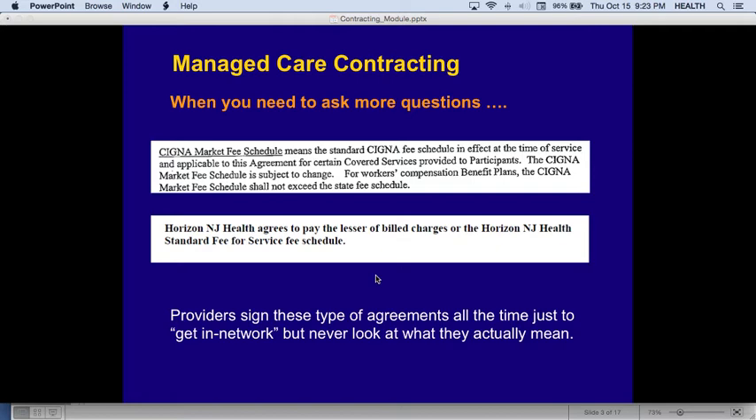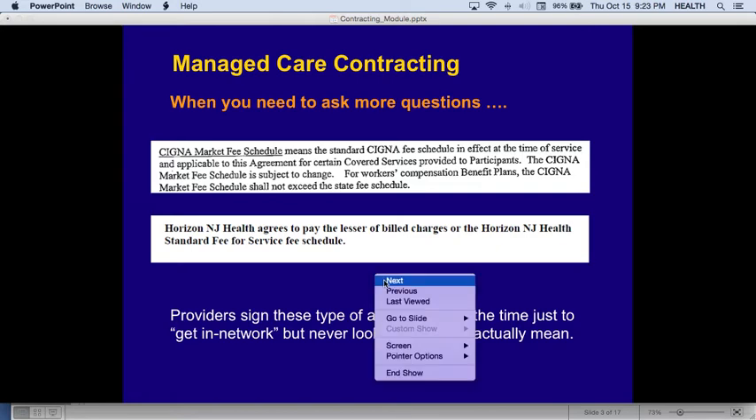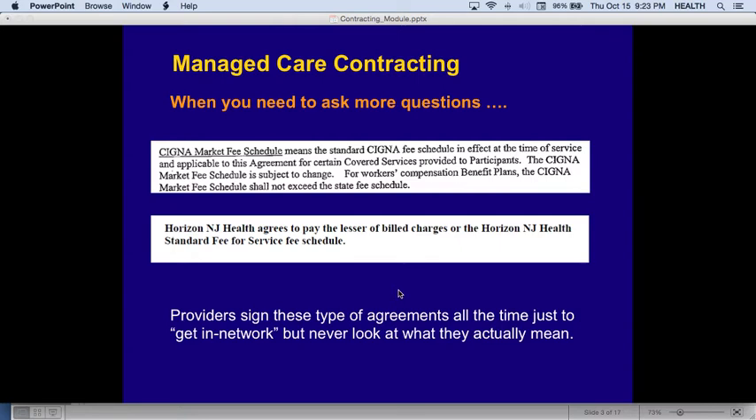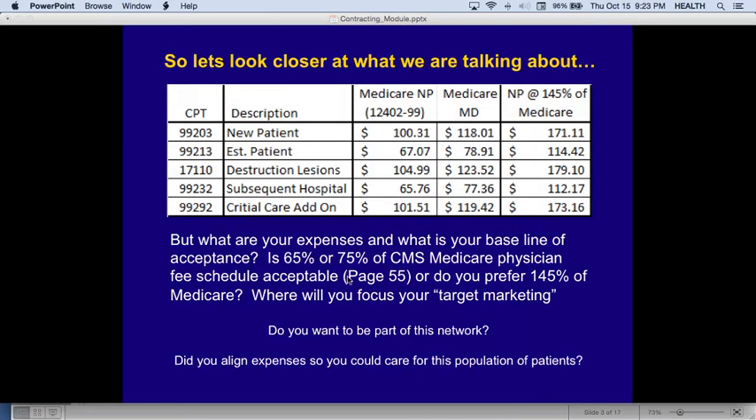Doctors are so anxious just to get a network, they just start agreeing to this stuff. They've never even done an analysis to look at it, to say something like we just did back here: wait a second, Medicare is going to pay me $123 to destroy a lesion. You want to pay me, the Cigna market fee schedule is going to pay me $50. Well, wait a second. Medicare's paying me $123. Why would you ever accept $50? That's so wrong. I don't want to be in that network. Get rid of it. You just don't sign these things.